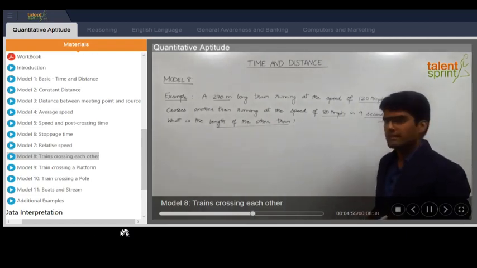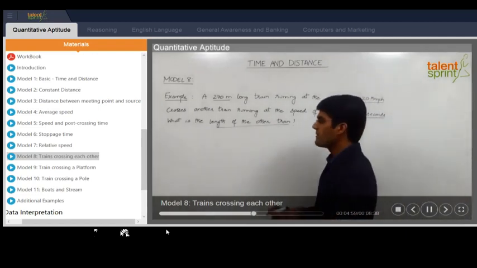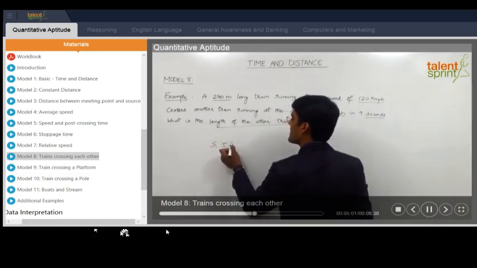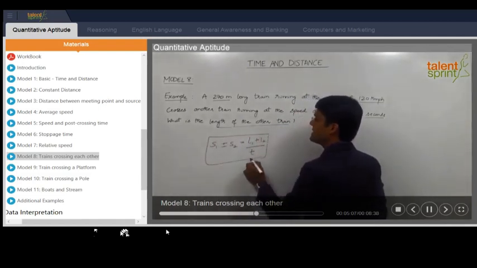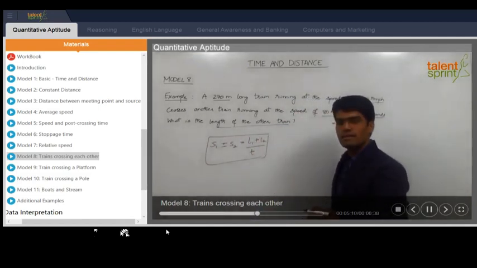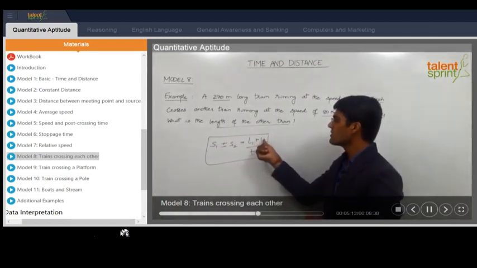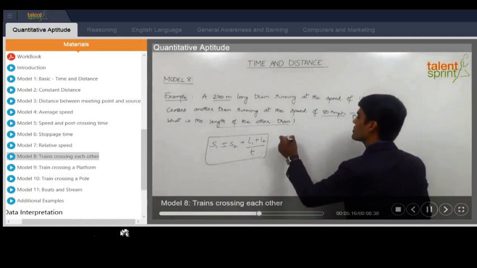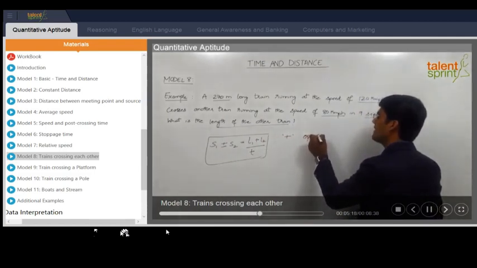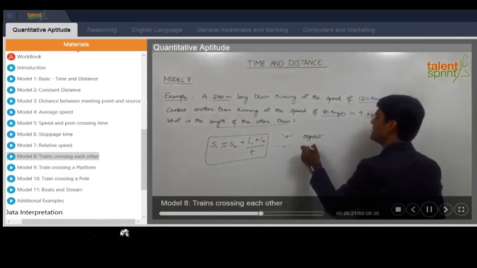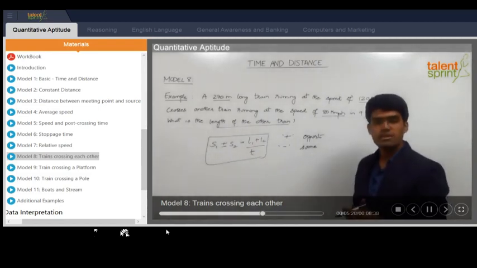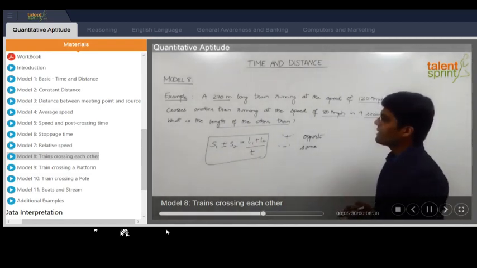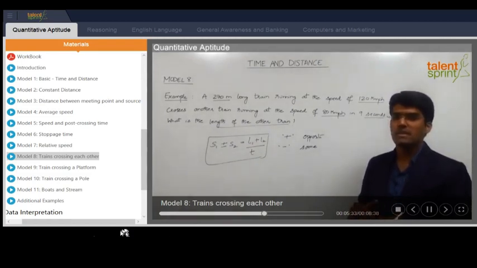Now, as we have already discussed, the equations to be used for solving these type of questions are S1 plus or minus S2 equals (L1 plus L2) by T. So the first case here is S1 plus S2 equals (L1 plus L2) by T, and the second case is S1 minus S2 equals (L1 plus L2) by T. So plus is used when the two trains run in opposite direction and minus is used when the two trains run in the same direction. So before we find out the answer, we first need to decide whether we have to use plus or minus. Now as you can see here in the question, nowhere it has been specified whether the two trains are running in opposite direction or in same direction.